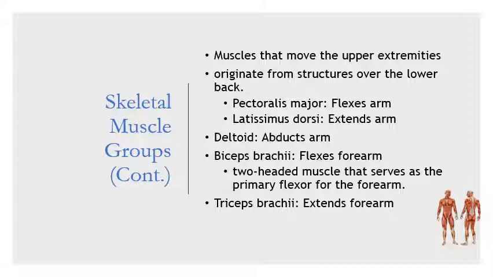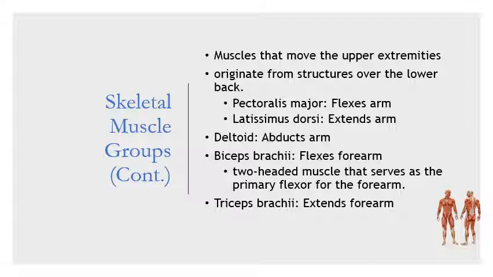So let's talk about the muscles of your upper extremities. They originate from structures over the lower back. So you have the pectoralis major and the latissimus dorsi. The pectoralis major flexes your arm. That's the one you see the young boys trying to make muscles with. That's what they're doing. The latissimus dorsi extends the arm.